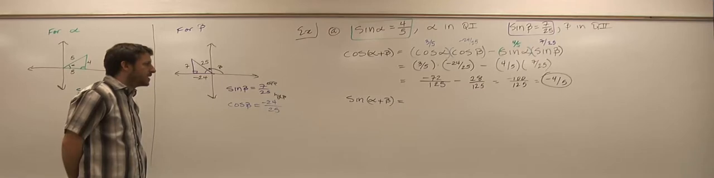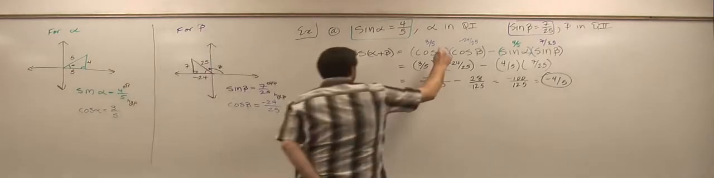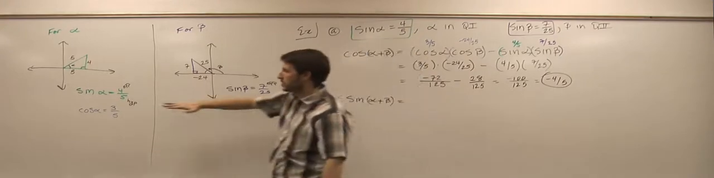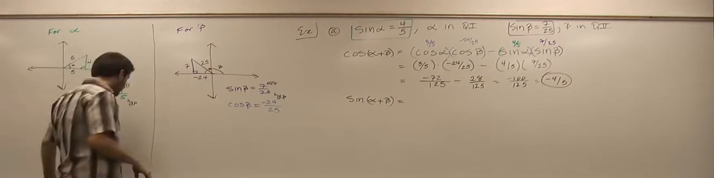What about sine alpha plus beta? Do we have to do lots of work? No, we've done most of the work. We found the missing quantities. The missing quantities were cos alpha and cos beta. We found both of those. Now we just have to apply the sine formula to get sine alpha plus beta.